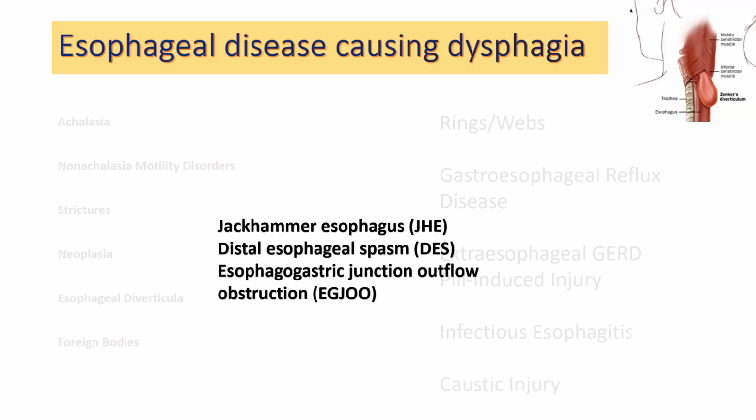These things actually show the non-achalasia motility disorders, like jackhammer esophagus, distal esophageal spasm, and esophagogastric junction outflow obstruction, e.g. EGJOO. That is the mnemonic for this big name for the non-achalasia motility disorders. Well, I will show an algorithm in this slide for the approach to dysphagia. I will just give an overview of this.